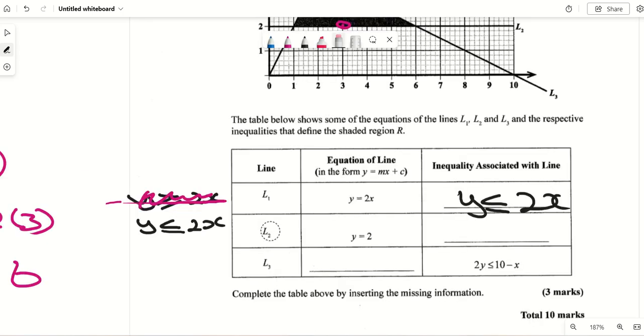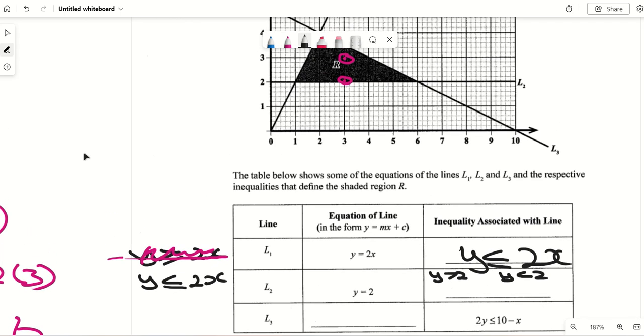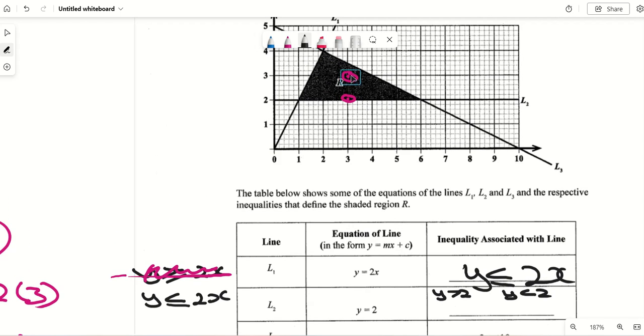Now the same thing here. L2, y is equal to 2. So there are two possibilities for the inequality for that, right? We can either have y is more than 2 or y is less than 2. Now, we're going to use the same point above here, which was 3, 3, so we're going to say that y is 3. Is 3 more than 2 or is 3 less than 2? 3 is more than 2.